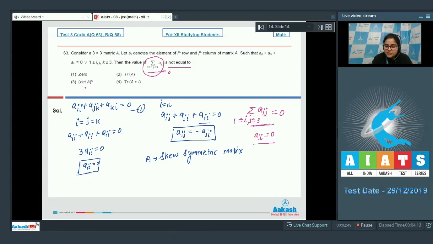Now the third one, determinant of A, that is 0. For a skew symmetric matrix, determinant of A is 0. So determinant of A cube is also 0. So this is not your answer.